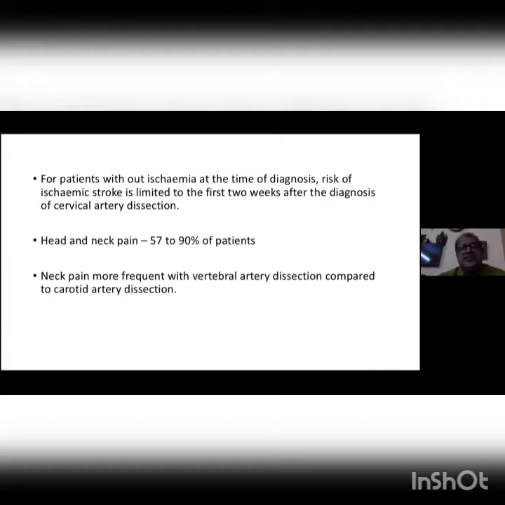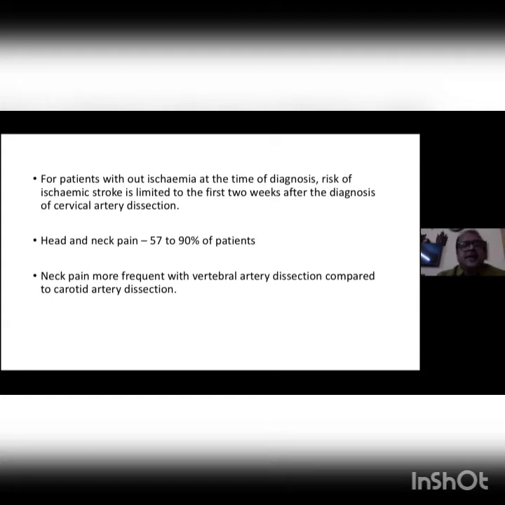For patients without ischemia at the time of diagnosis, the risk of ischemic stroke is limited to the first 2 weeks after the diagnosis of cervical artery dissection. There are times we have seen people coming with neck pain, some other findings, and they don't have ischemic manifestation. And then you suspect and diagnose there is a dissection. If they escape the coming 2 weeks' time, then the chance of getting stroke is a little less.